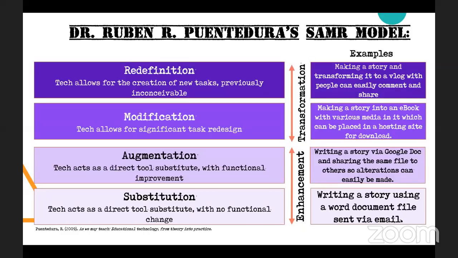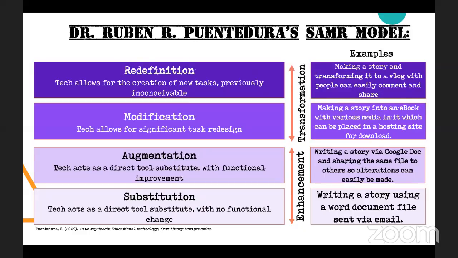Or they can also integrate photographs that would enhance the idea of the story, or even some videos that would enable them to enhance the essence of the story that they are telling in that specific activity. They put that final ebook in a hosting site for others to download, so that they can easily share that ebook.